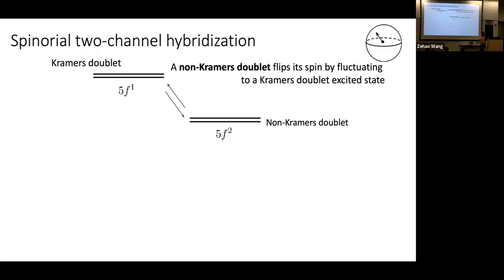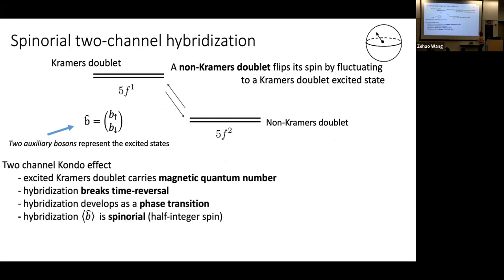Okay, but now we have our non-Kramers doublet. This always fluctuates to a Kramers doublet. So I don't have just one excited state, I have 2, and so I need 2 bosons to represent these. And this is a half-integer spin state, so this should be represented as a spinor, right? So I package these bosons into a spinor, and I'll use B up and B down to represent these 2 states here. And this is when we get the 2-channel Kondo effect.